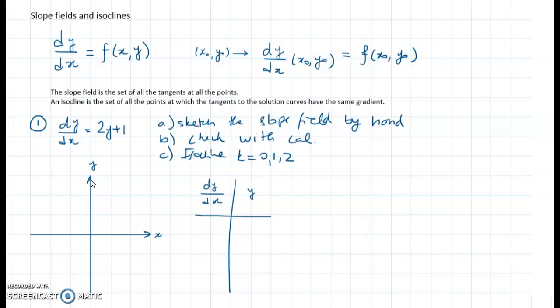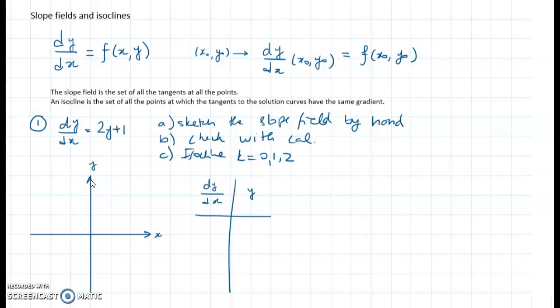You notice that the function we have here, the f from the general form, is 2y plus 1, so it's just a function of y and it does not depend on x, and that's why we are writing just y over here in the second column of our table.